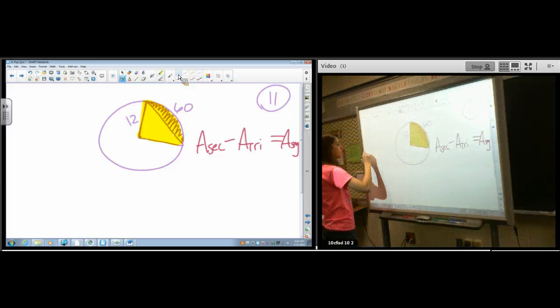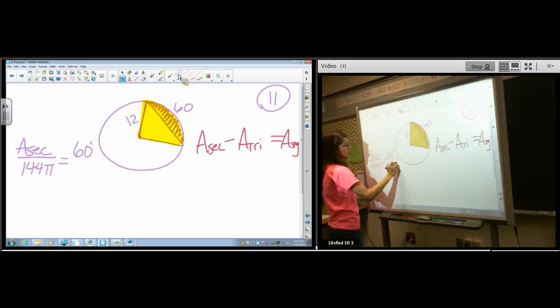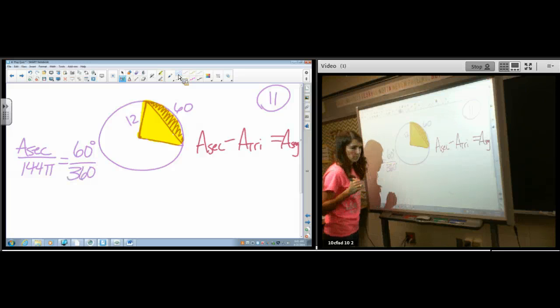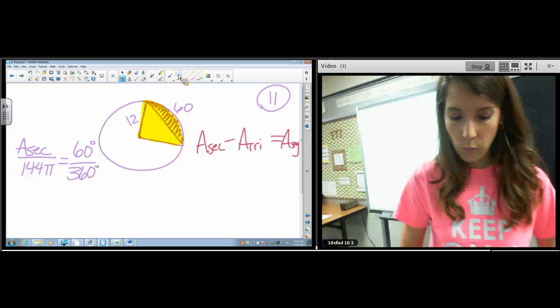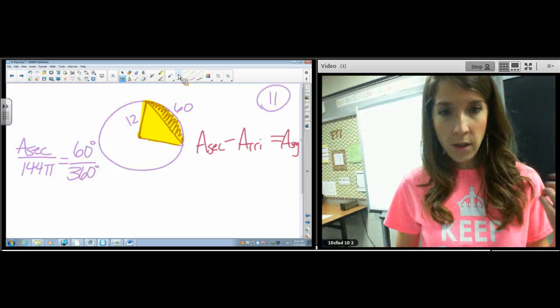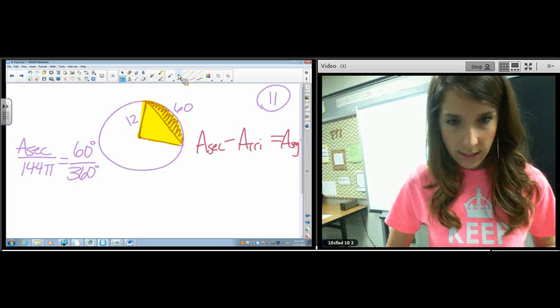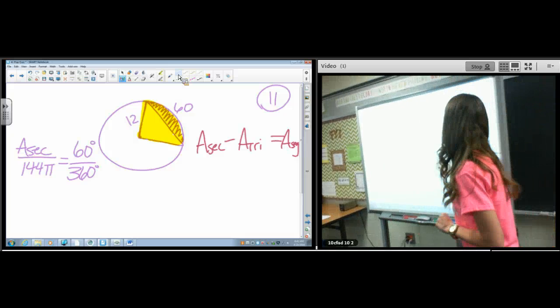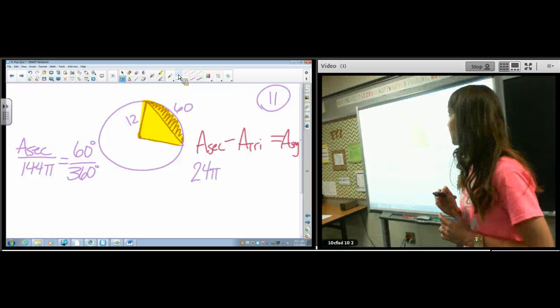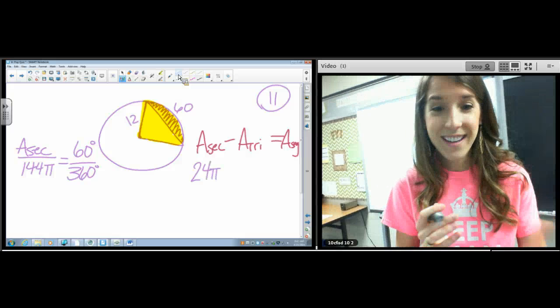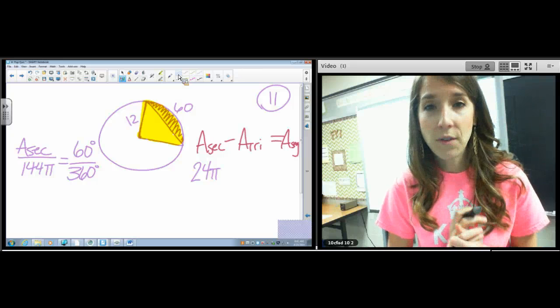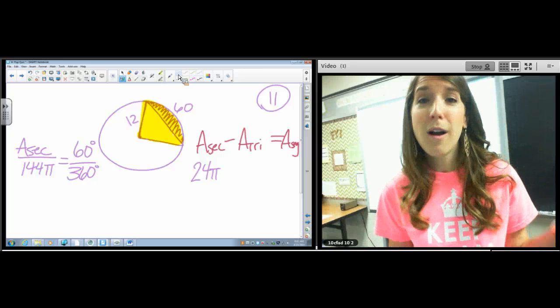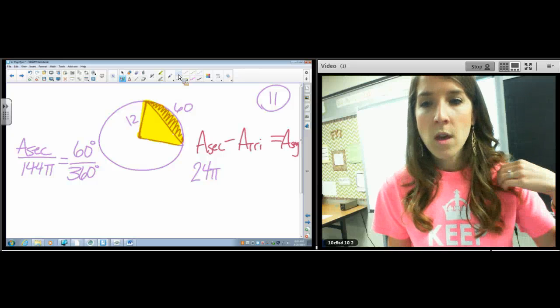So we're going to find the area of that by doing A sec over A equals M over 360, because I teach it the proportion way, but if you like the multiplication way, that's fine. So we do 144 times 60 divided by 360, and we get 24. So the area of the sector is 24 pi. Make sure you're not forgetting that pi. If you forget the pi, the answer is going to be completely wrong. You're going to do all that work and get the problem wrong.